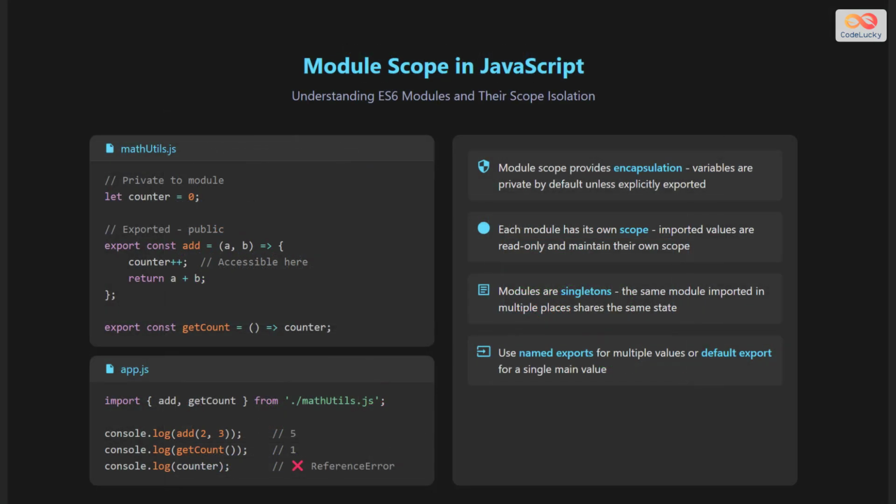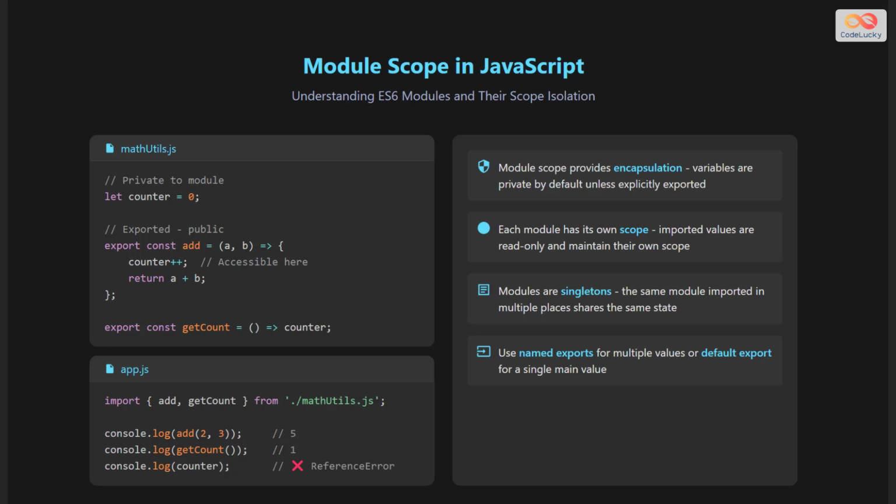Now let's explore module scope. In modern JavaScript, ES6 modules provide a way to encapsulate code and manage scope effectively. Each module has its own scope, keeping variables and functions private by default unless explicitly exported. This encapsulation helps in preventing naming conflicts and managing state within each module.